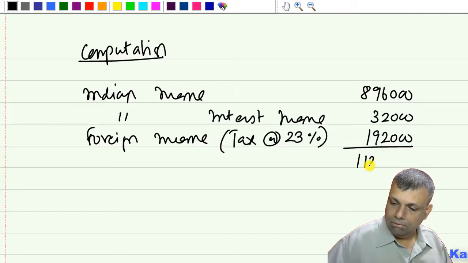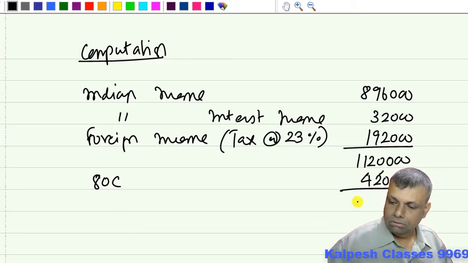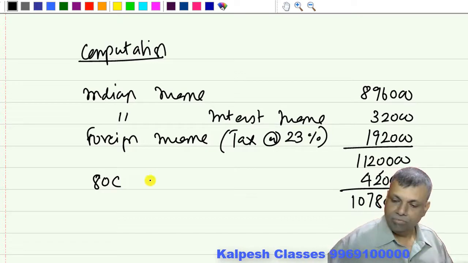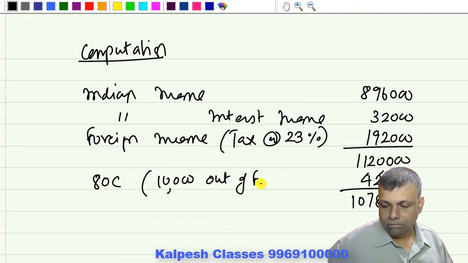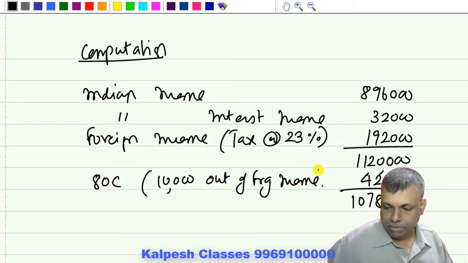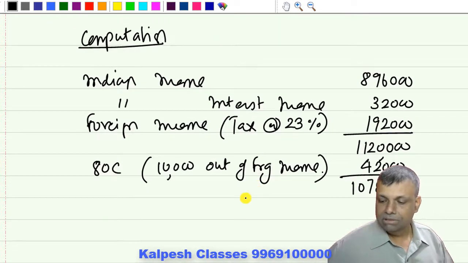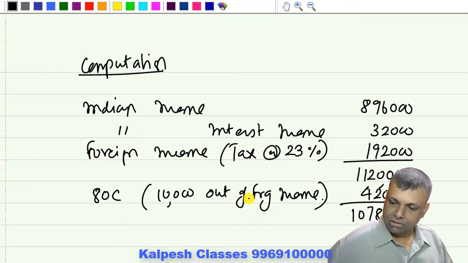So this is what you have got. Total 11,20,000. Then you have ATC 42,000, which gives 10,78,000. Now ATC includes 10,000 out of foreign income. This could make a difference, and I will tell you how. Ultimately the tax is on Indian income. See, your Indian income is 8,96,000. This is your Indian income.